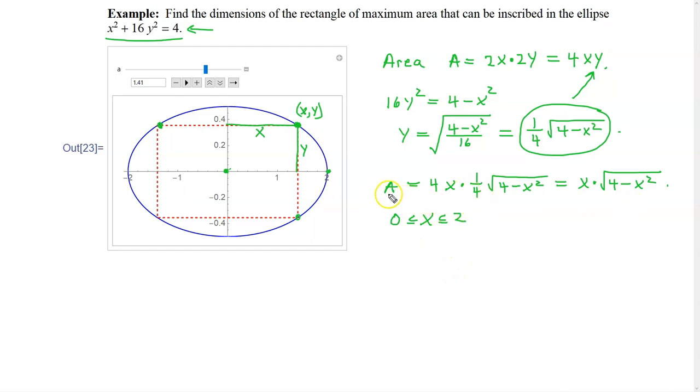And now we're going to take the derivative of this function and find the value where our derivative is 0, and that's where A will have a maximum. Now here's the math trick.